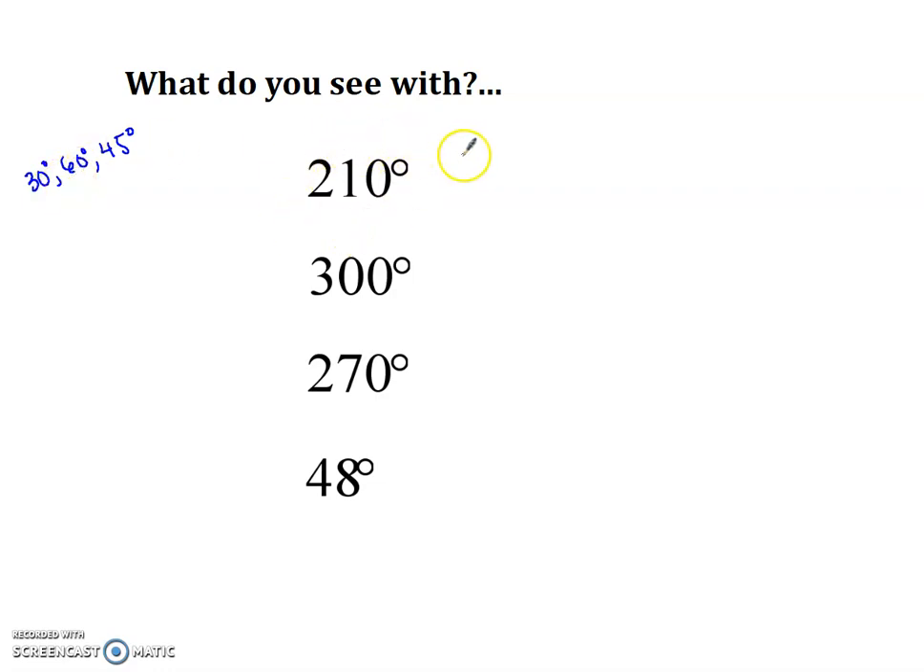Okay. So when I see 210 degrees, I'm thinking, okay, that's 7 times 30 degrees. Well, 30 degrees, remember that's pi over 6, because that's 180 divided by 6. That'll generate this 30-degree angle. So since I can break 210 up into 7 times 30, that means that is 7 pi over 6 radians. So 210 degrees and 7 pi over 6, those are equal angle measures.